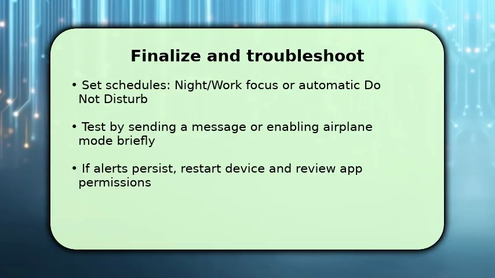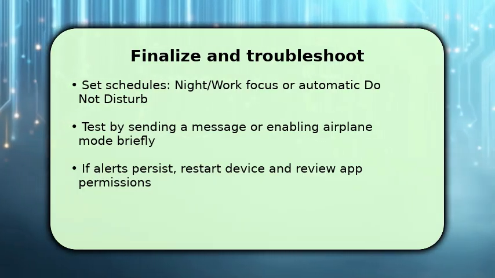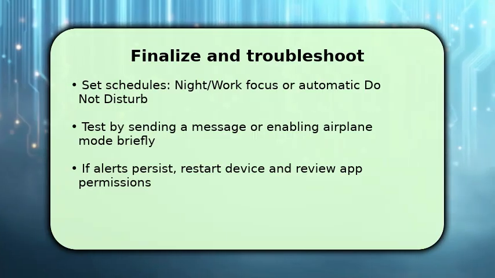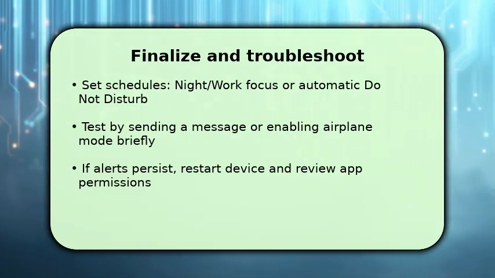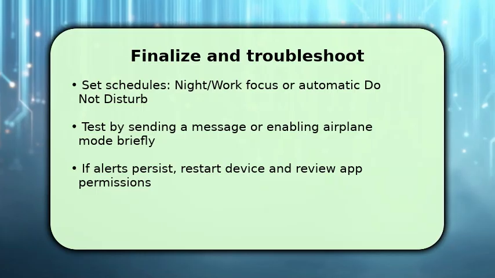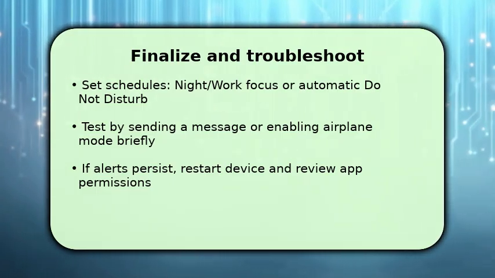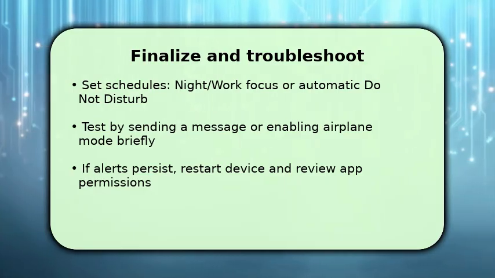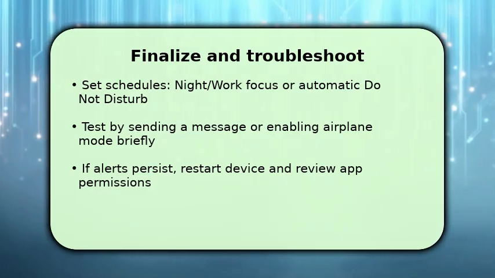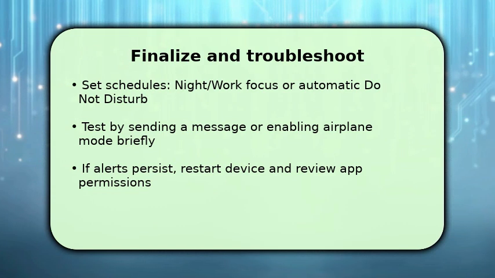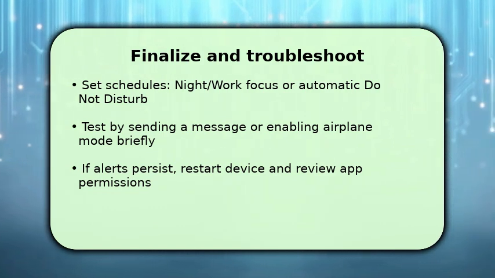Then test by sending a message or toggling airplane mode briefly to confirm no unexpected alerts. If notifications still appear, restart the device, revisit app permissions, and ensure battery optimization isn't re-enabling background alerts. If problems persist, remove and reinstall the problematic app. Often a reinstall clears corrupted notification settings.